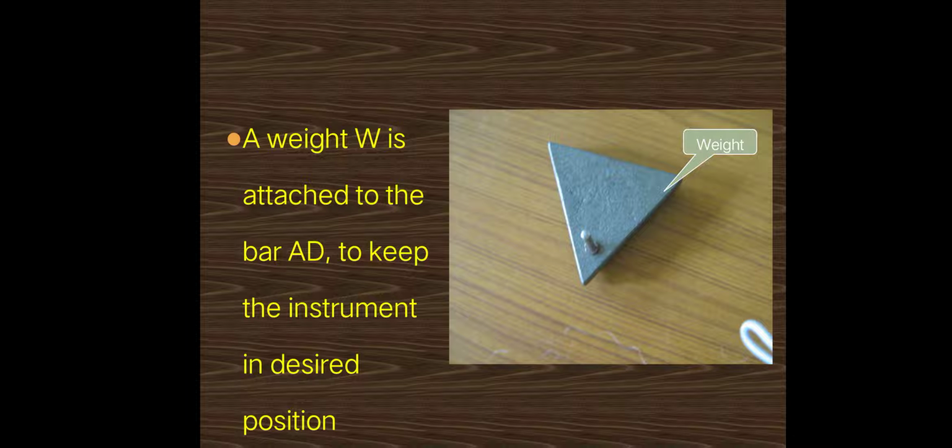And this is the weight. This weight is attached to the AD bar. Because of fixing this weight to the AD bar, it acts as the vertical axis of the whole instrument. This weight is used to keep the whole instrument in position so that we can work on it, and this weight is fixed to the bench on which we are working.